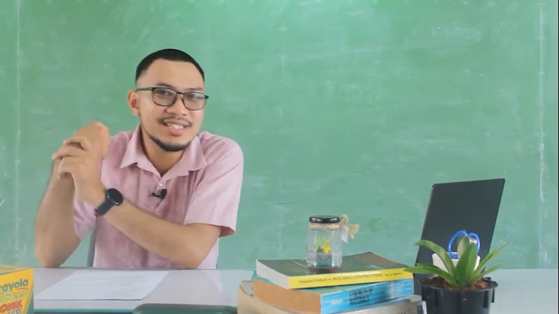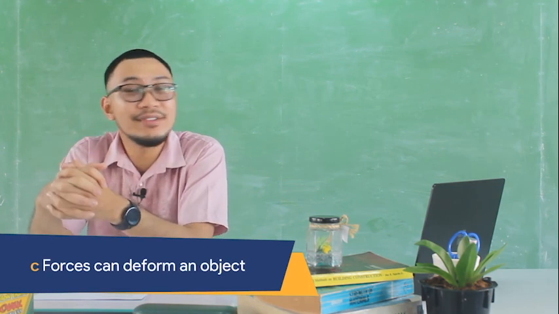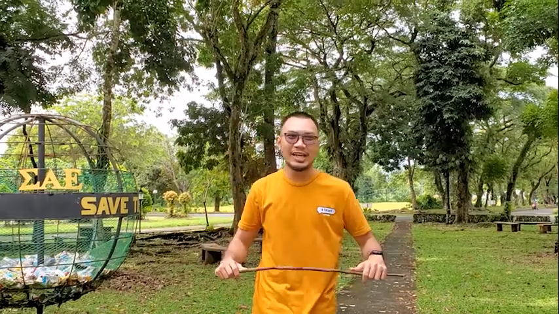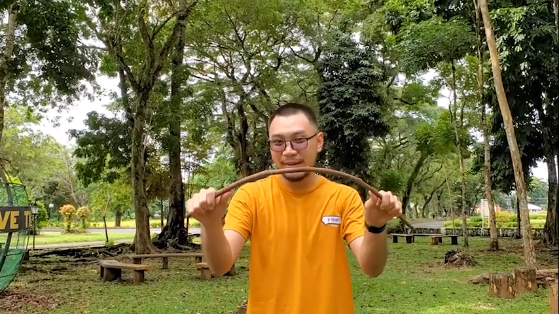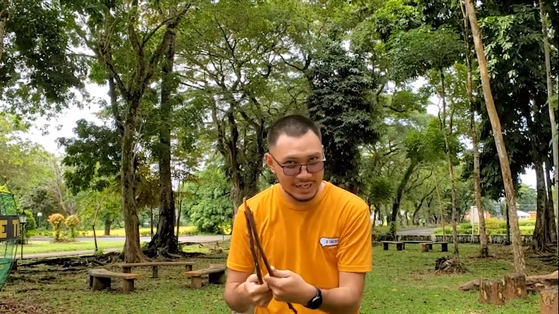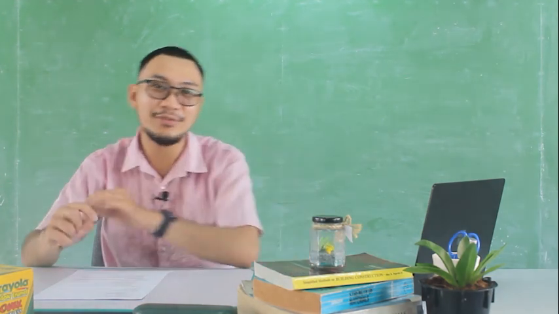So the third thing a force can do is it can deform an object. For example, you have this stick. Okay? And I am going to exert a force on this stick. So it bends, and probably if I'm going to exert too much force on this stick, then it will break. That is the third thing that force can do. Okay? So, in reality, all our objects deform, and they deform because of force.